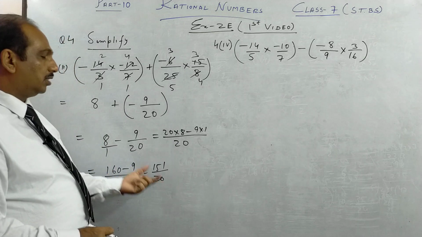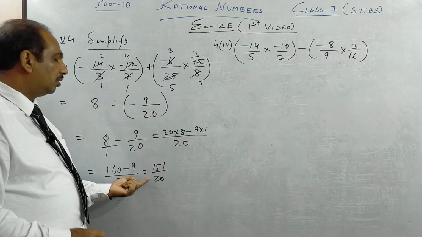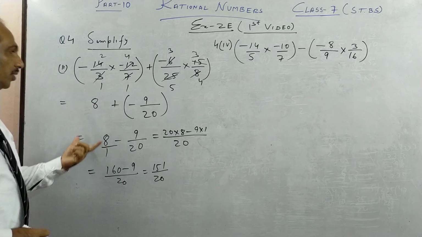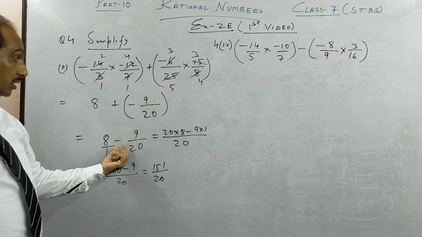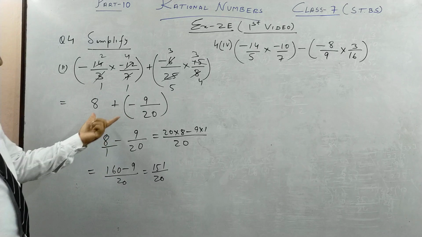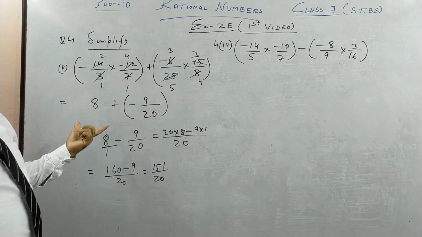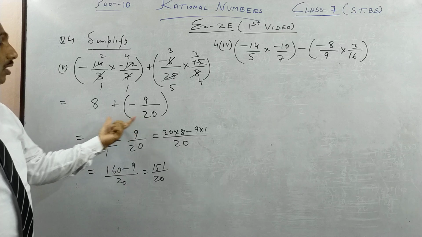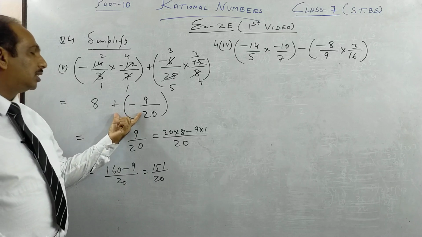Please don't convert this improper fraction into mixed fraction. So this is how we do. We cancel common terms, and here plus minus, only the sign becomes minus. We don't find the product. So this full concept I have given you earlier. You can check my previous videos where we have seen how we add two rational numbers. So what is there?